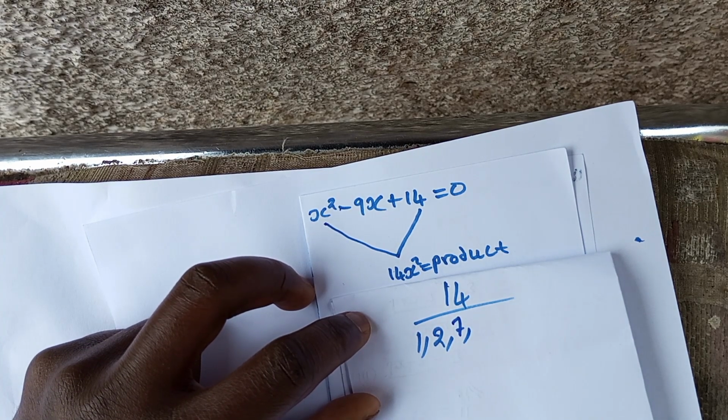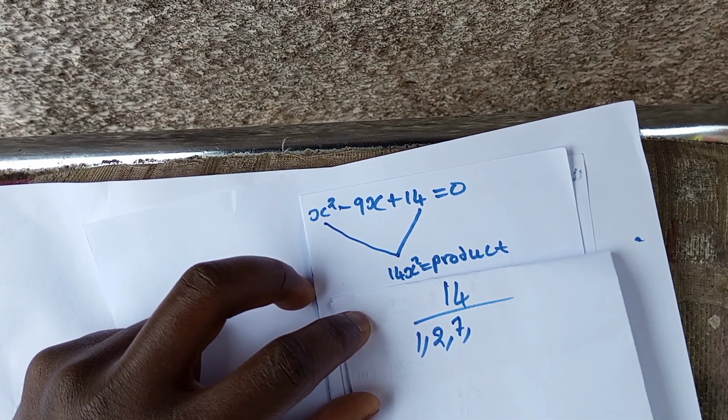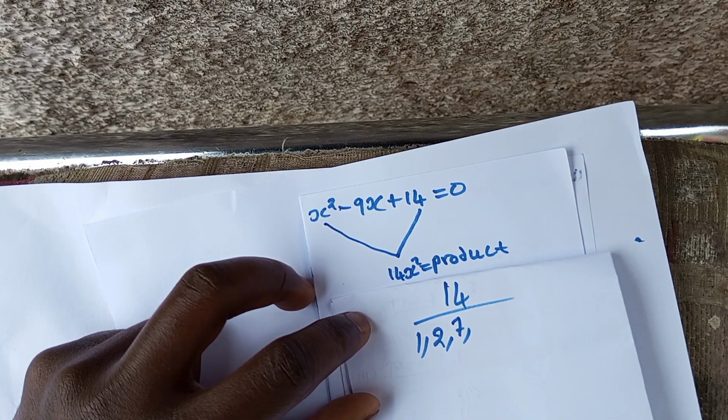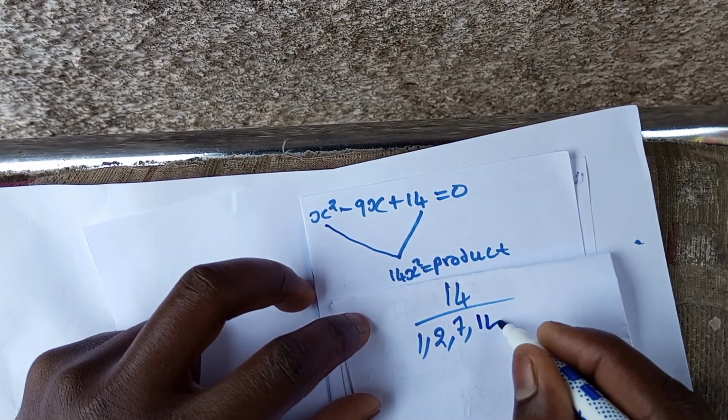Then we take 8. 8 can enter, there is a remainder. We take 9. 9 can enter, there is a remainder. We take 10. 10 can enter, there is a remainder. Meaning the factors are 14 and itself.